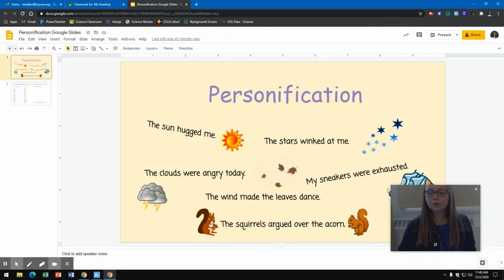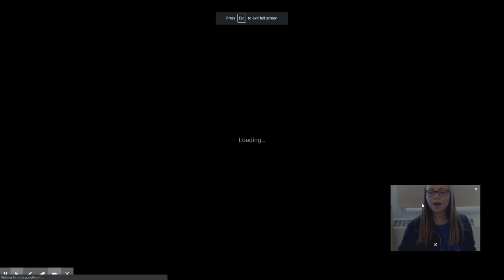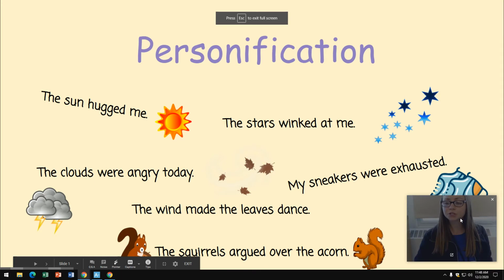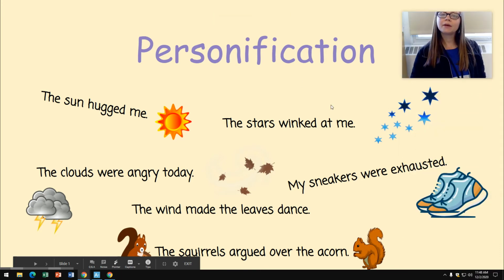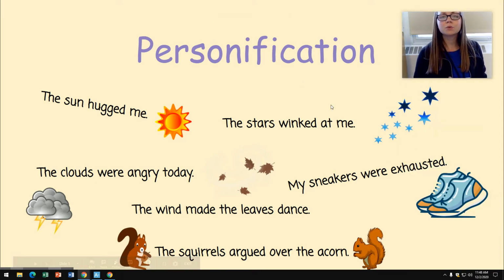So another thing that we're going to discuss before reading our story is personification, okay? And personification is when you give an animal or an object human-like characteristics. So if you look at this word, personification, it's a big word. It's a type of figurative language.